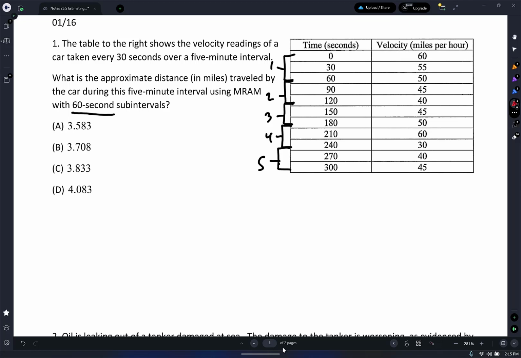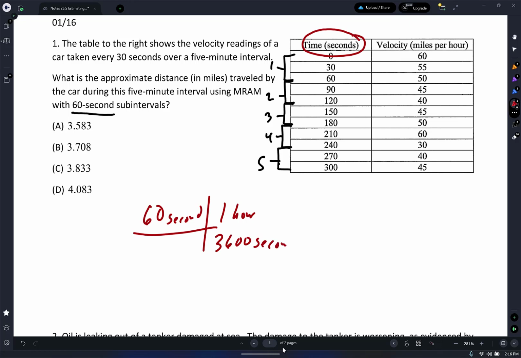I want all my units to be the same though. So before I even start, I'm going to turn those seconds into hours. I know that each interval is 60 seconds. In 1 hour, there are 3,600 seconds. If you didn't know that, relax. You can go 1 hour, 60 minutes, and 1 minute, 60 seconds. You would have gotten the same thing. 60 times 60 is 3,600. Are we okay? Notice this will give you hours.